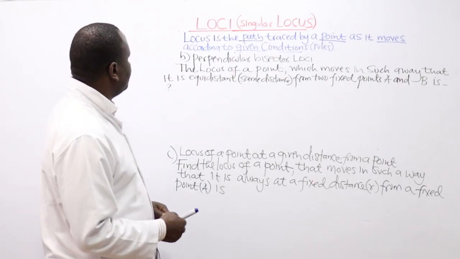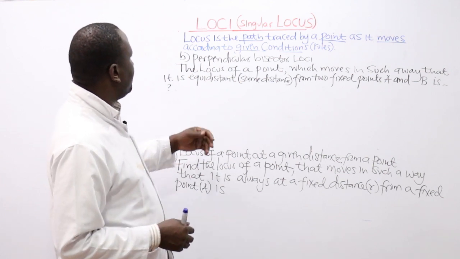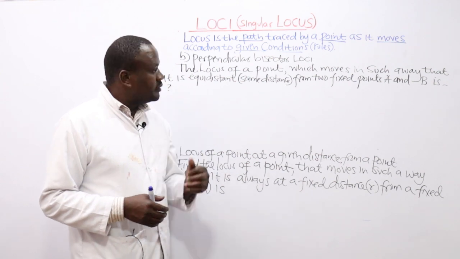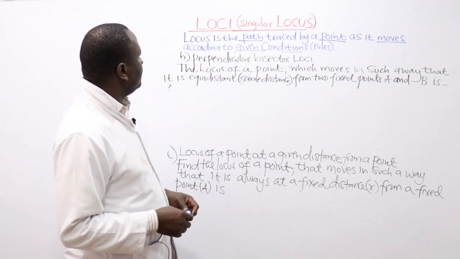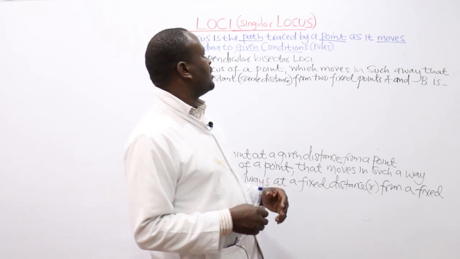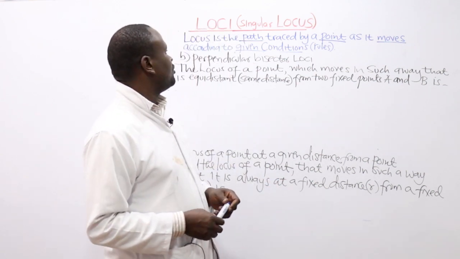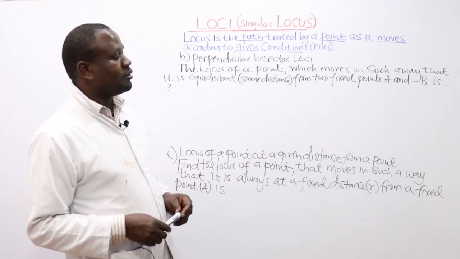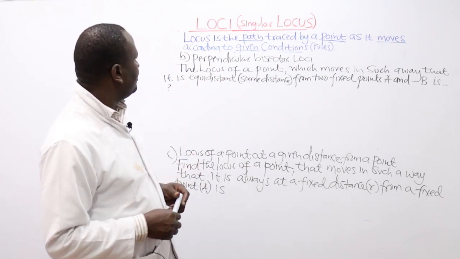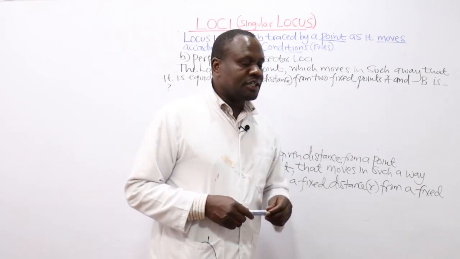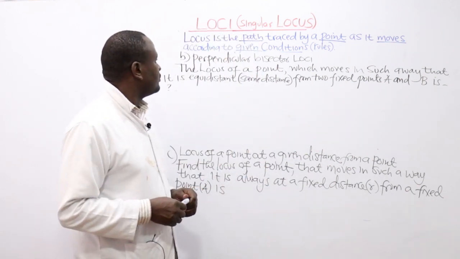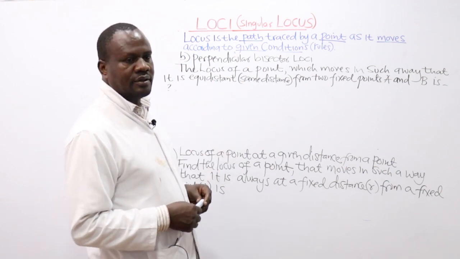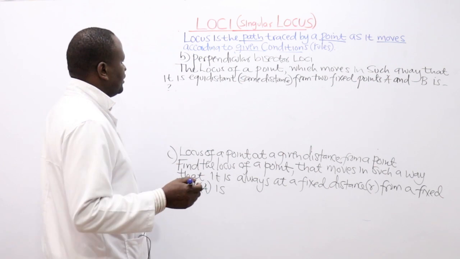So we are looking at B, perpendicular bisector loci. Now, loci is the path traced by a point as it moves according to given conditions. Remember, in loci, there is geometrical construction. So there is a relationship between geometrical construction and loci. Now, perpendicular bisector loci. Let us see what this locus is.